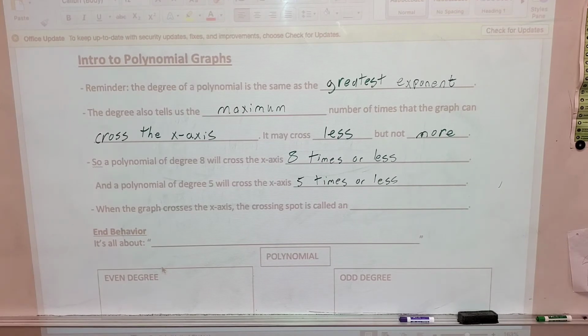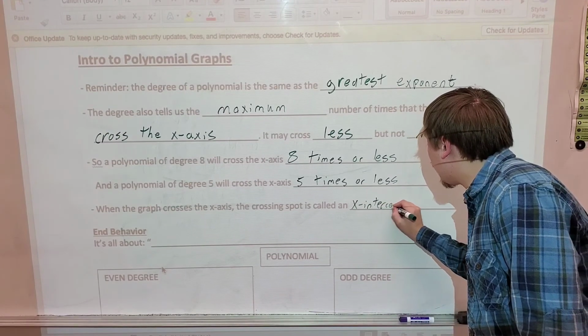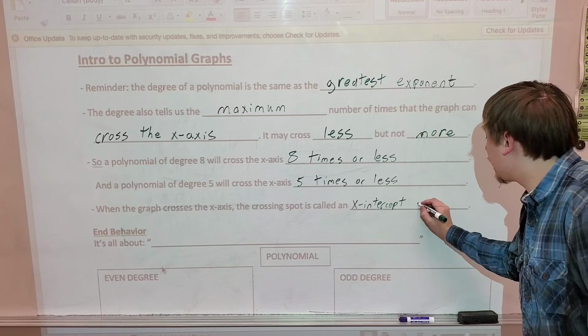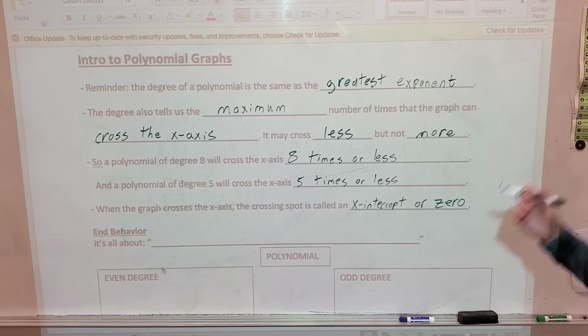When the graph crosses the x-axis, the crossing spot, we call that an x-intercept. Cross the x-axis, that's called an x-intercept. Or another name for that is a 0. Because at that point, y is 0, so that means if you take the x number from the x-intercept and plug it into the function, you will get 0, which is why we call it a 0. But you have to plug it in to get that 0. Okay, so let's move on.